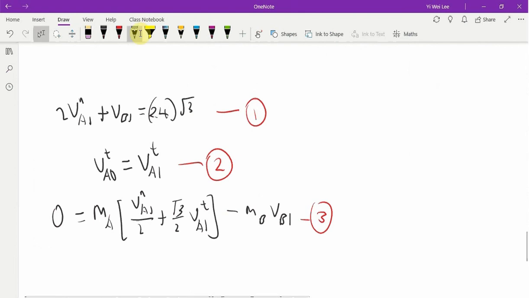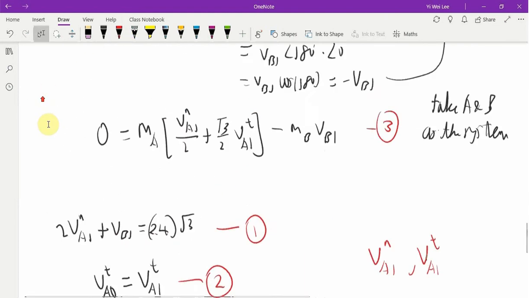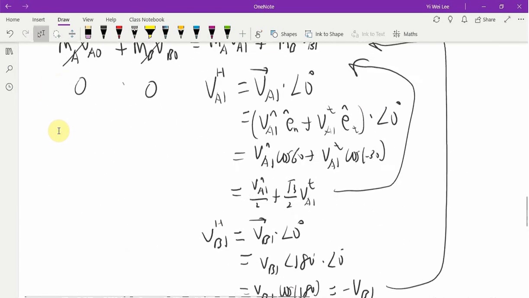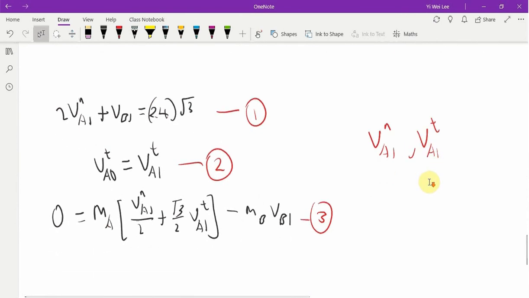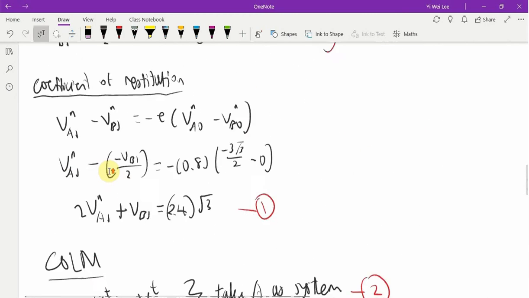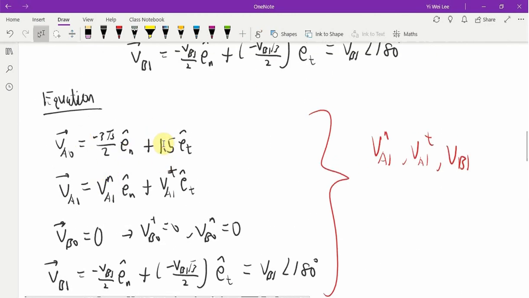We have VA1N as one unknown. We have VA1, sorry, let me apologize, VA1M as unknown. We have VA1T as unknown. Now VA not T, this is actually a known number. VA not T is actually here. This thing is 1.5.